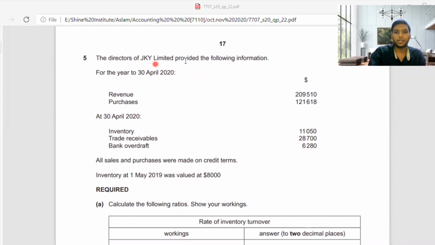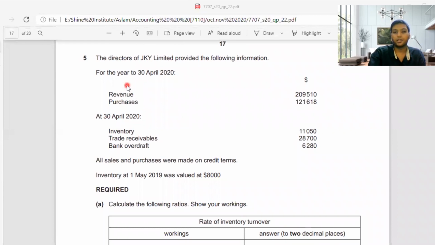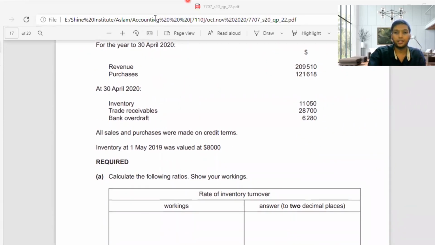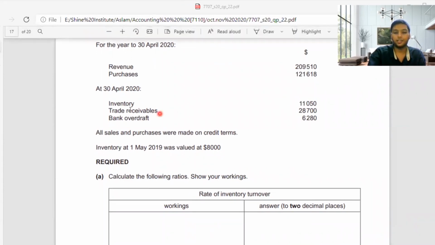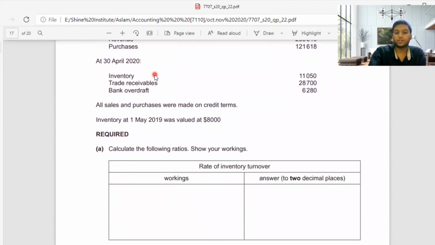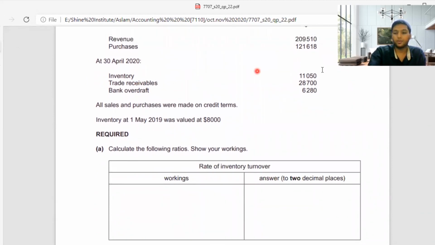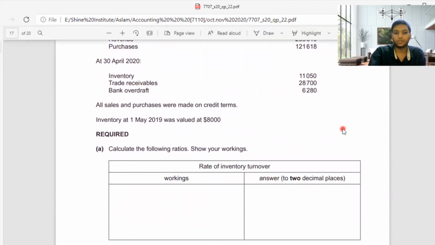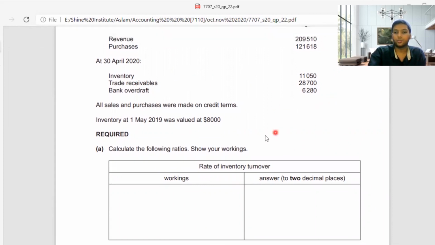The directors of JKL Limited provide the following information. For the year ended 30th April 2020, revenue is 209,510 and purchases 121,618. Now this is the closing position, because the opening they have not given, but it's closing because they have said 30th April. Inventory 11,050, trade receivables 28,700, and bank overdraft 6,280. All sales and purchases were made on credit terms. Inventory at 1st May 2019 was valued at $8,000.